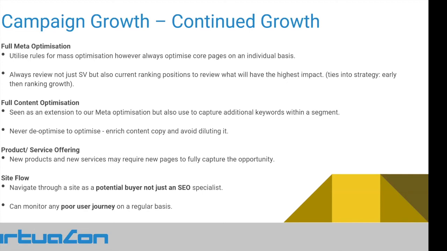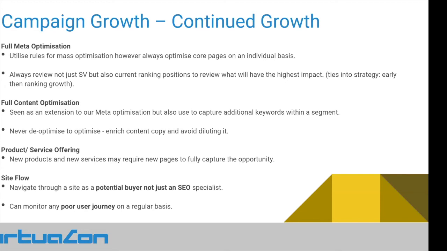Moving into the content element. So we should obviously see the content as a bit of an extension of our meta optimization. So we want to be basically reaffirming the optimization we've got with our meta, but more importantly, we then want to look at expanding it. So as we know, we can't get every single keyword we want into the metadata. What we can do with the content is, the areas that we have missed, we need to make sure that we're capturing those and adding those in that segment.